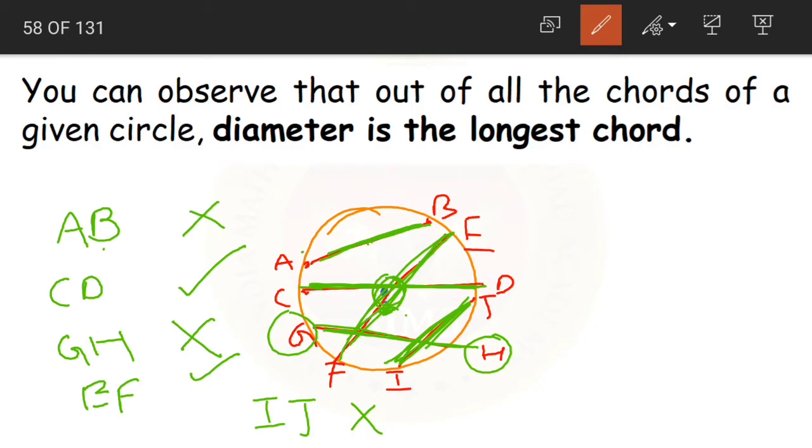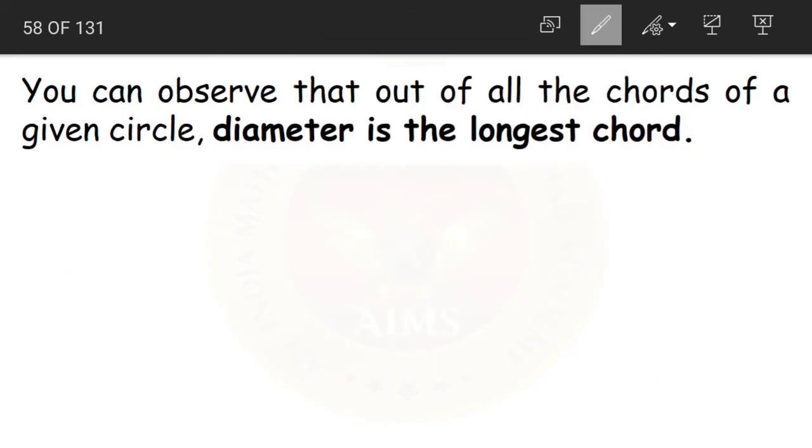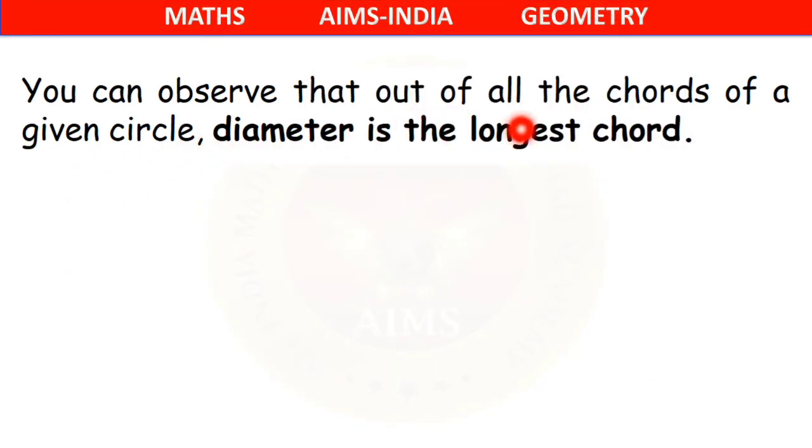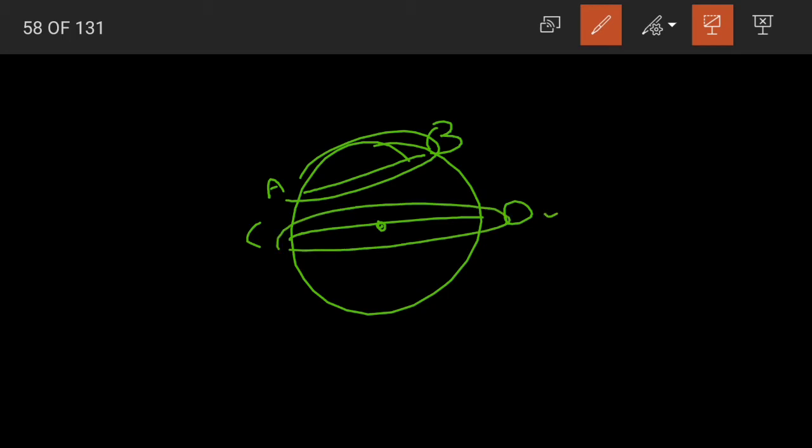Now again, what is the next activity, children? With the help of a ruler, you have to measure the length of all these chords. Upon measuring, what we will find is that the diameter is the longest of the given chords. See, this is a diameter and this is a chord. AB is a chord. CD is also a chord, but it is a diameter. Now if you measure the lengths of AB and CD, you will find that CD has more length than our chord AB.